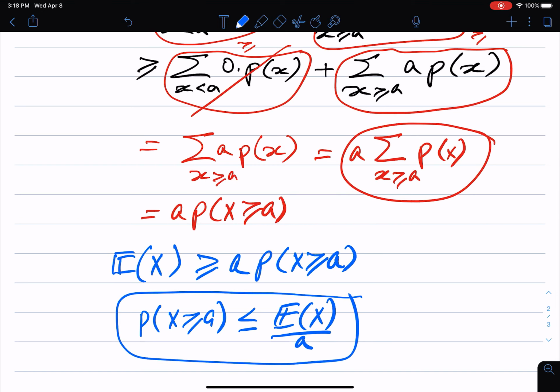And this is Markov's inequality. So Markov's inequality relates the probability of how big the x can be to its expected value.